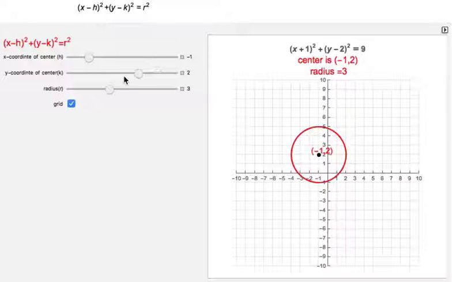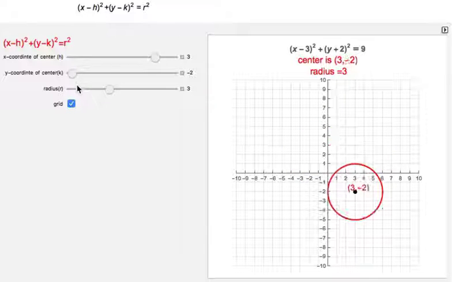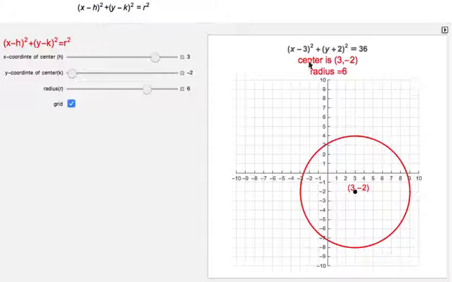Now this works the opposite way as well. If we're given an equation and we don't know what the circle looks like yet, we're just given (x - 3)² + (y + 2)² = 36. Well, we know the center of the circle is at (3, -2), and the radius is the square root of 36. The radius is 6.